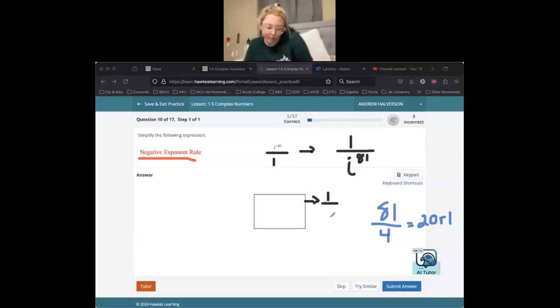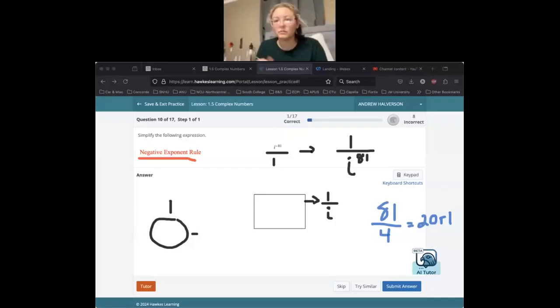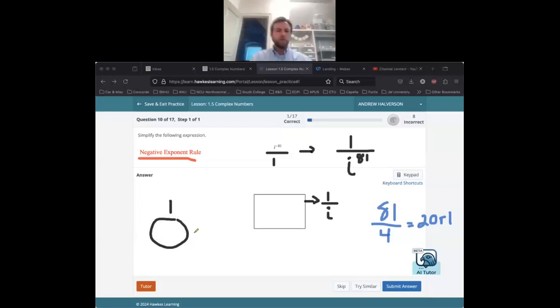Which one? It's the first step, but that's I. The first one is I. So we're here with a remainder of 1. So it's just I. So the denominator of I to the 81st power simplifies to just a plain I. And so this would be the answer, 1 over I.